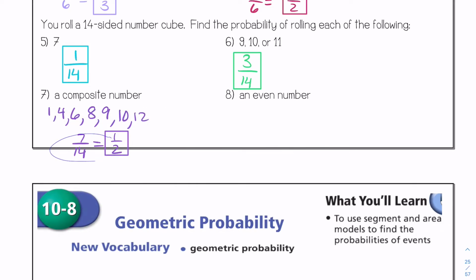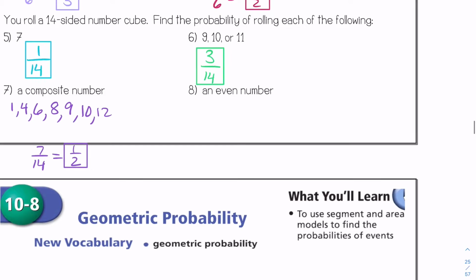And I'm just going to bring this down so you can see it. And this last one, an even number. So 7 of the 14 are evens. We have 2, 4, 6, 8, 10, and 12. Therefore, it's 7 out of 14, which is also 1/2.